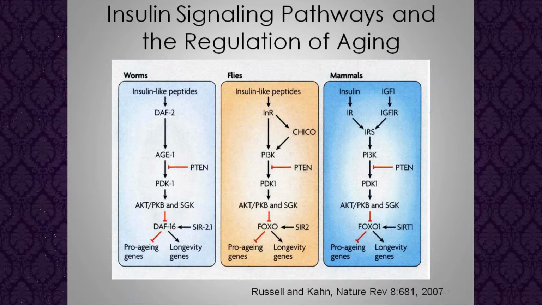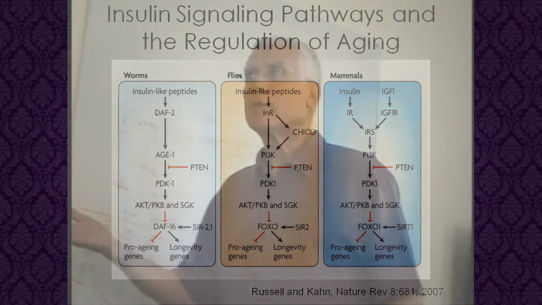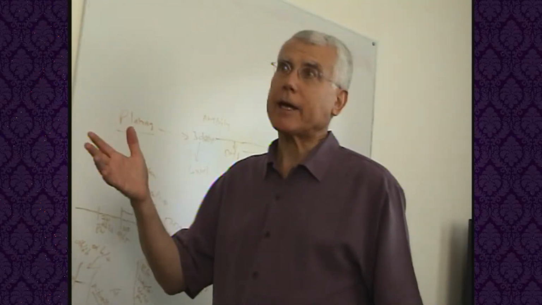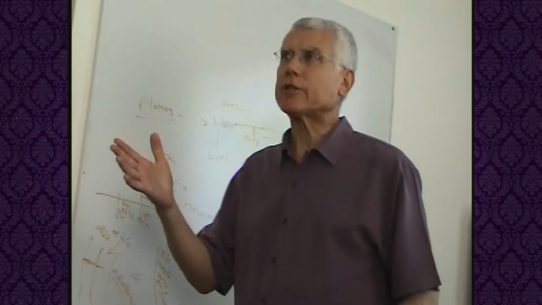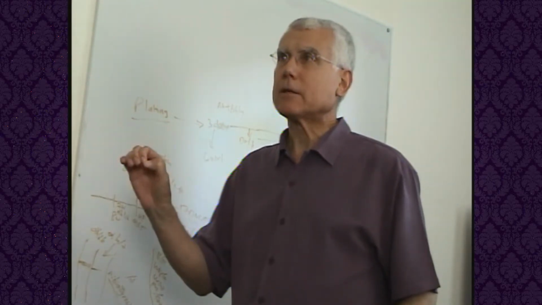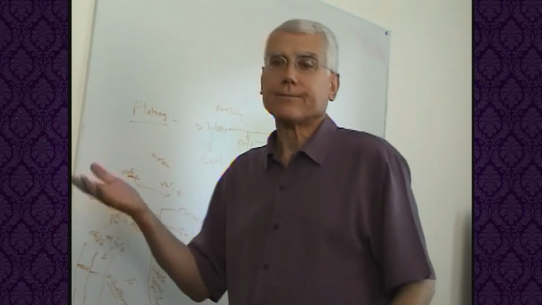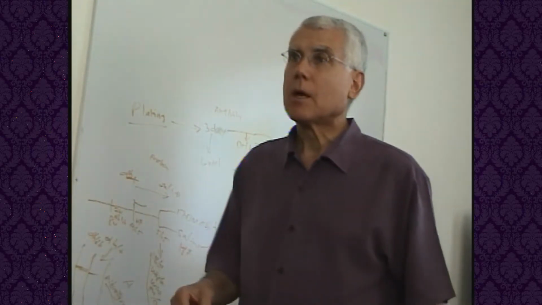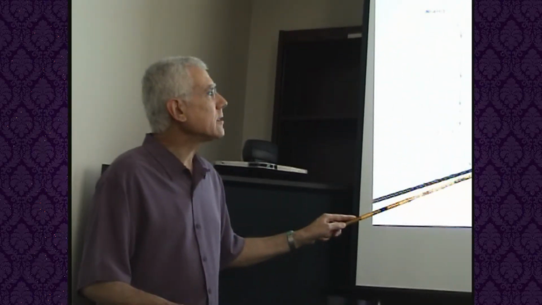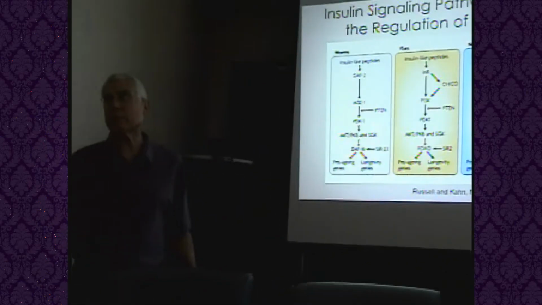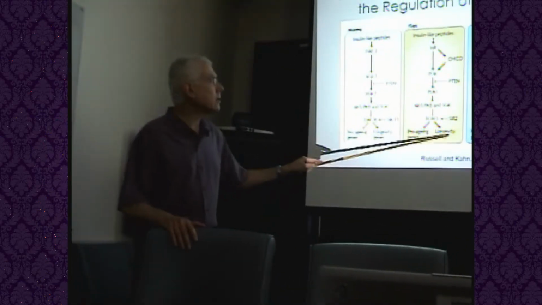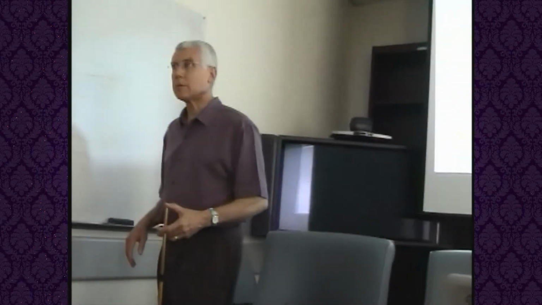The FOXOs are transcription factors. They get phosphorylated by prior intermediates in the insulin signaling pathway. And when they get phosphorylated, they get trapped in the cytoplasm, and they don't get into the nucleus to, I will say simplistically, prevent the expression of aging-promoting factors. With a number of manipulations, you inhibit the FOXO phosphorylation, allow them to get into the nucleus, and they will then promote the expression of longevity genes.